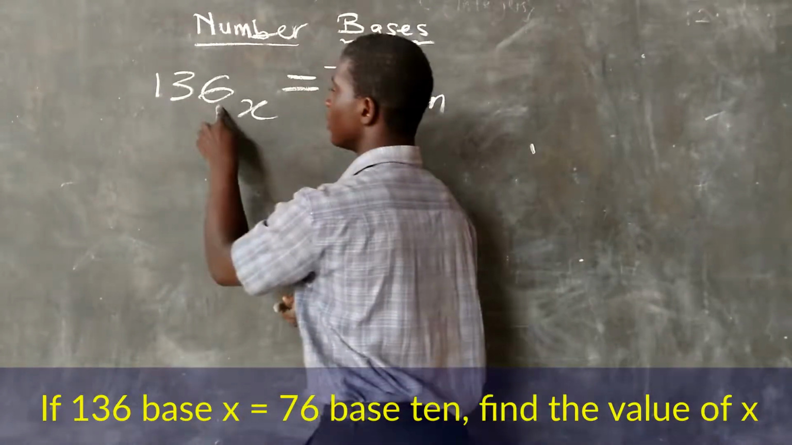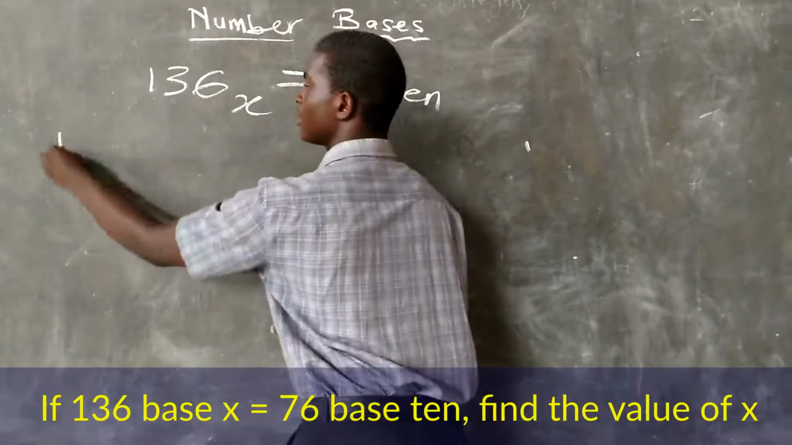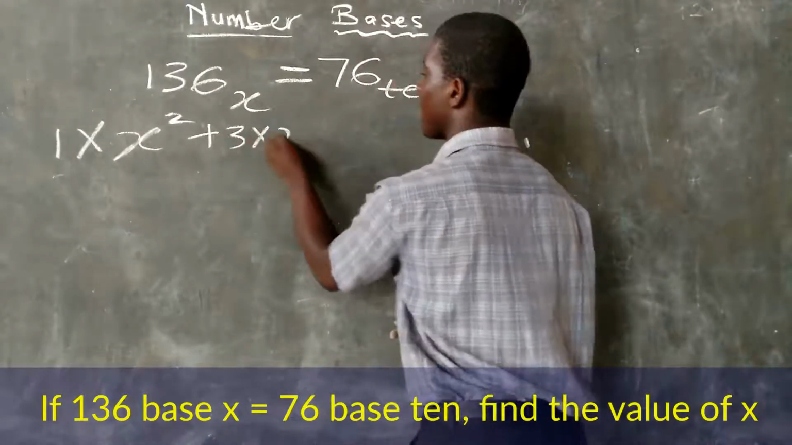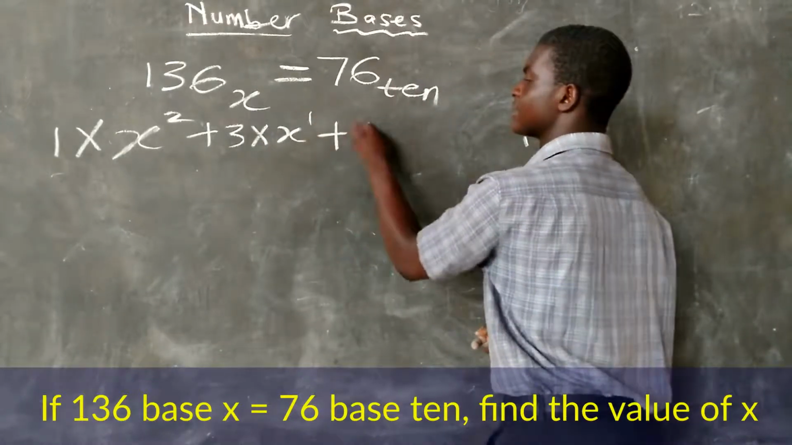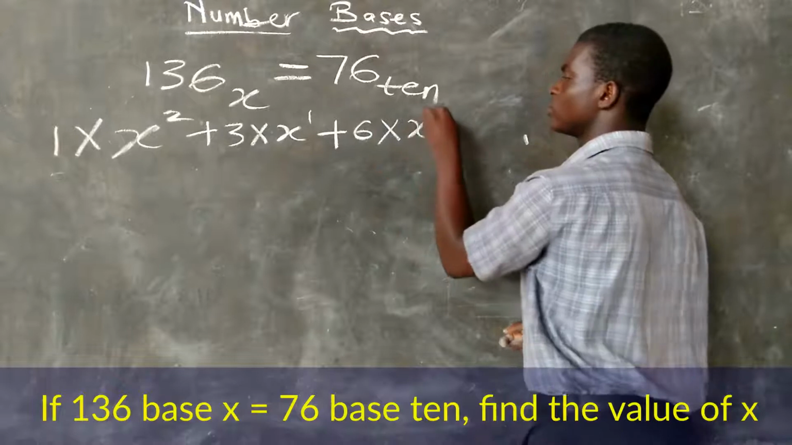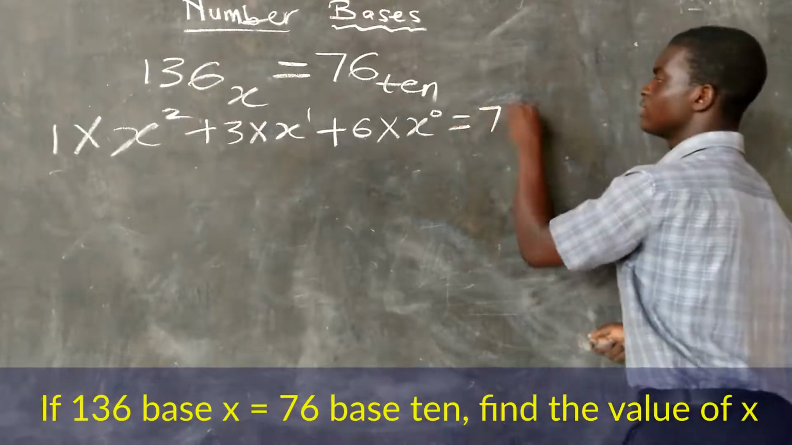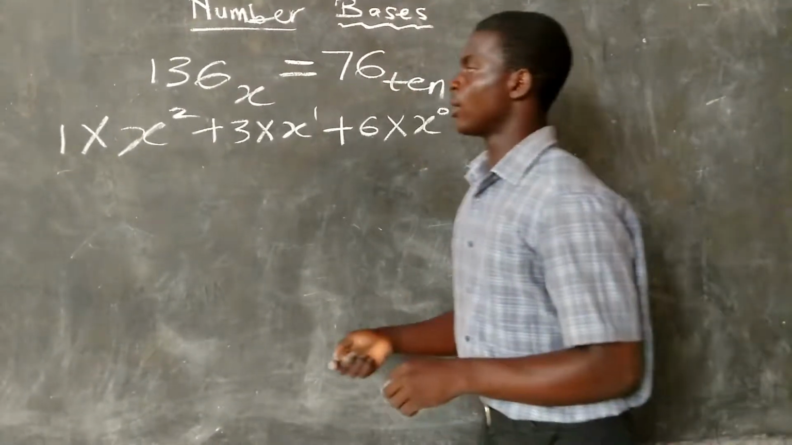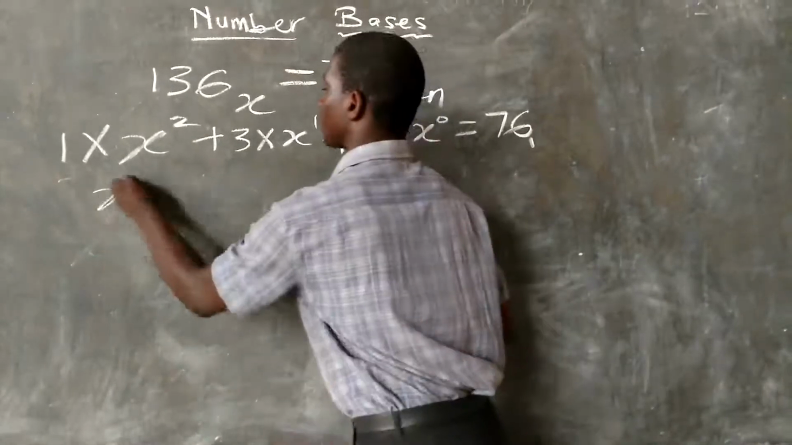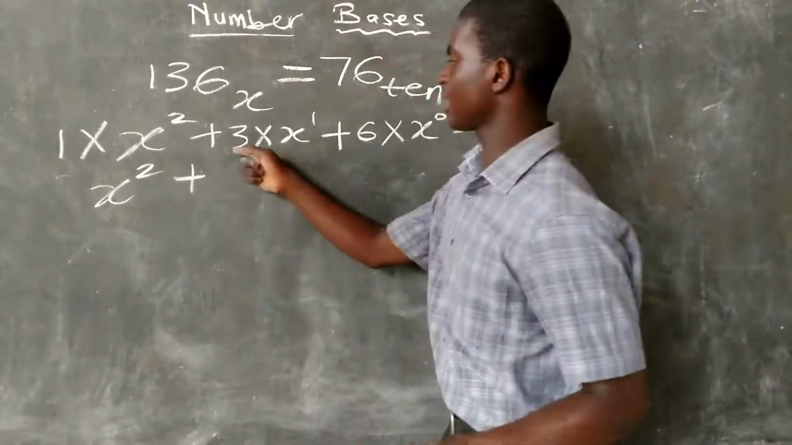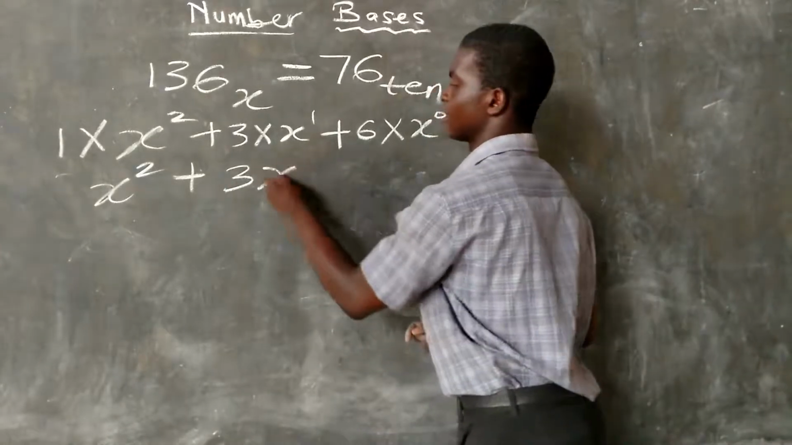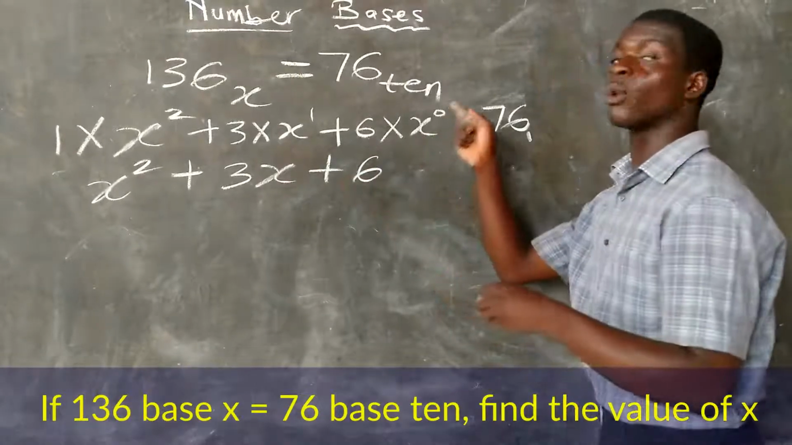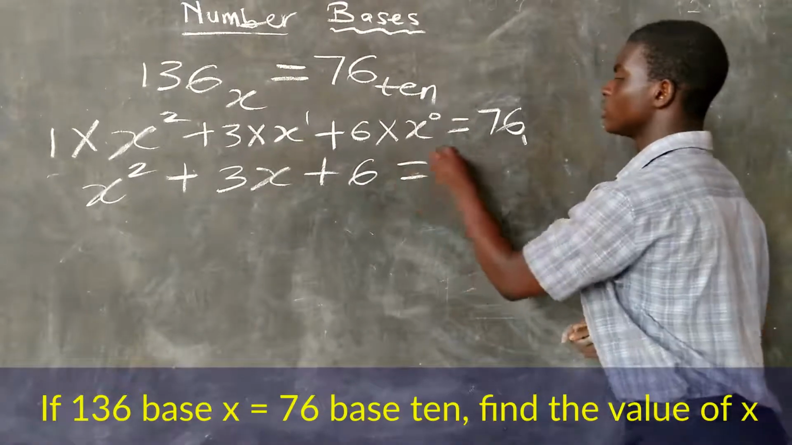So we have 0, 1, 2. So we take 1 multiplied by x to the power 2 plus 3 multiplied by x to the power 1 plus 6 multiplied by x to the power 0, which is equal to 76, since 76 is the same as 76 base 10. x squared multiplied by 1 gives us x squared, plus 3 multiplied by x to the power 1 gives us 3x, plus 6 multiplied by x to the power 0 gives us 6, since x to the power 0 gives us 1, which is equal to 76.